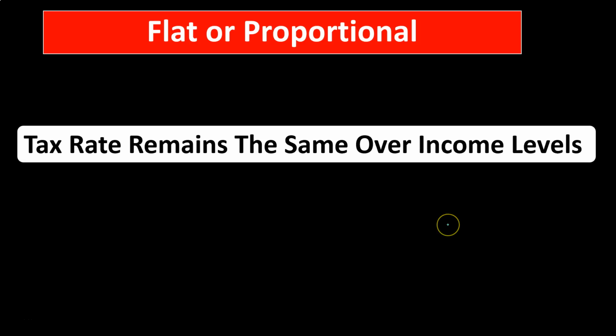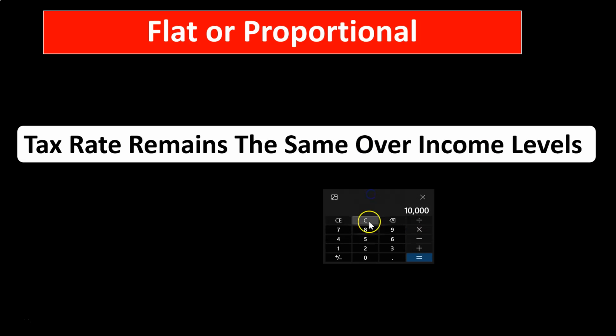So what is a flat or proportional tax? A flat or proportional tax is one where the tax rate remains the same over income levels. Therefore, as income goes up, we're going to apply the same tax rate. If we apply it to income tax, we're applying it at the point in time that people earn income. So if someone earned $10,000, for example, and we have a flat rate of 10%, the rate doesn't change, the income level does.